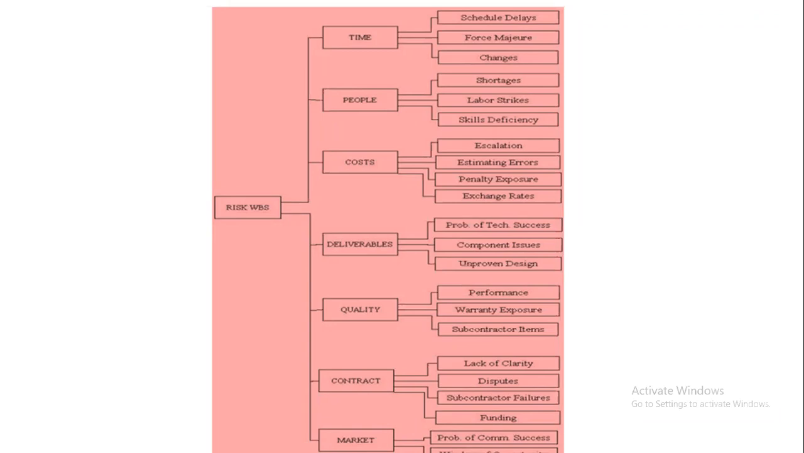So we are predicting it or we are giving it beforehand, so that it will be very easy to identify what are the high prone areas where we'll get risk, and then we are going to have a plan further on how to deal with such kind of risk. So in that way it will be very useful. For that we'll be using this risk breakdown structure. You can see here based on the deliverables, quality, contract and market.